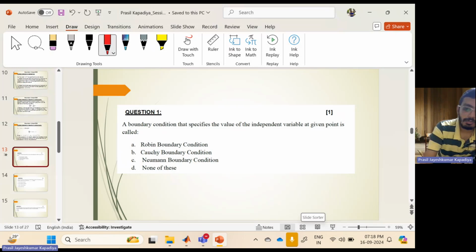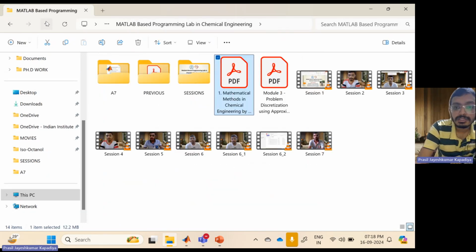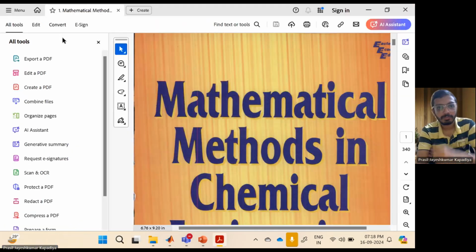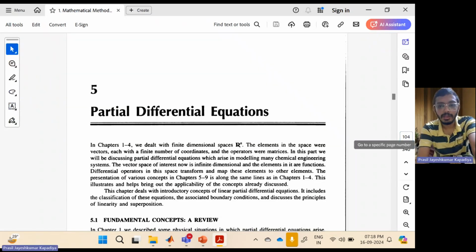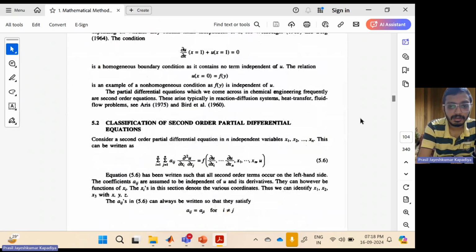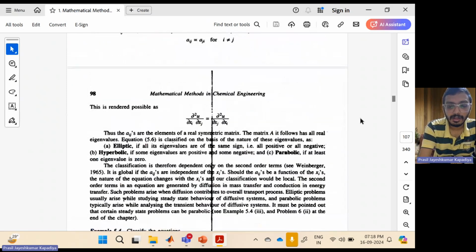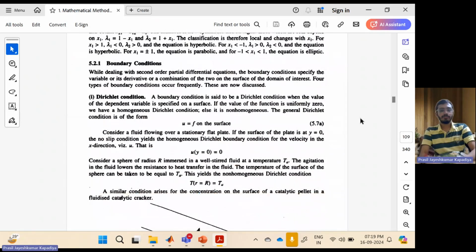So there are various kinds of boundary conditions that I will teach you from a book. So let me open the book. That is chapter 5, page number 104. So we will see various kinds of boundary conditions in this particular question. The first boundary condition is called the Dirichlet boundary condition.